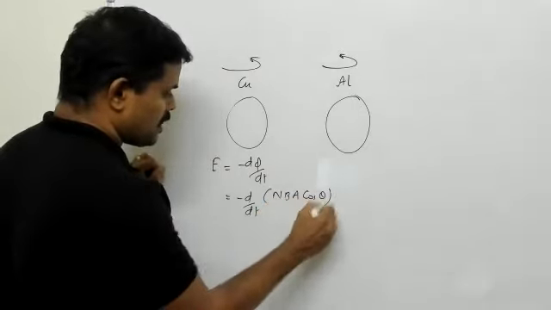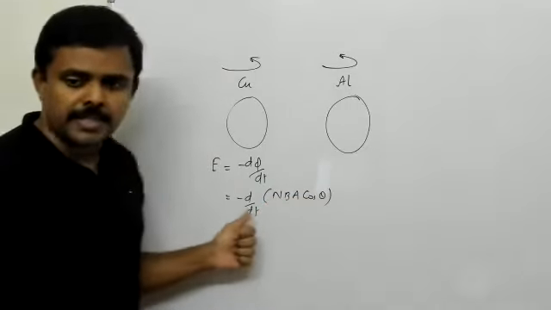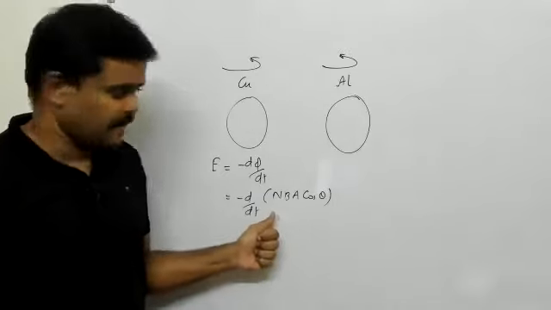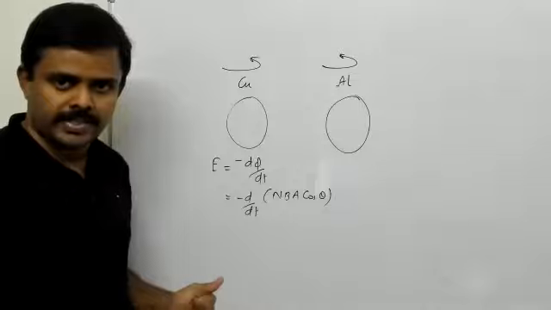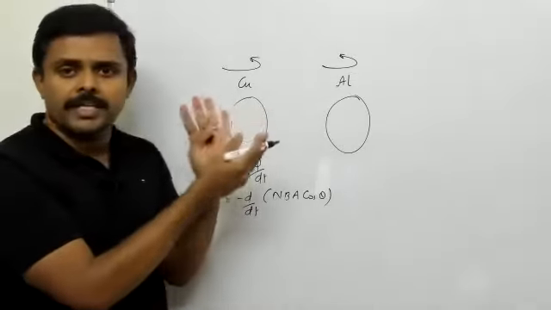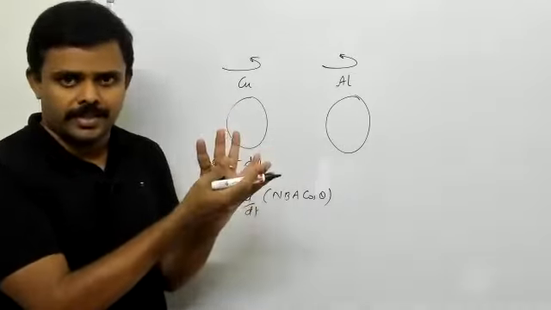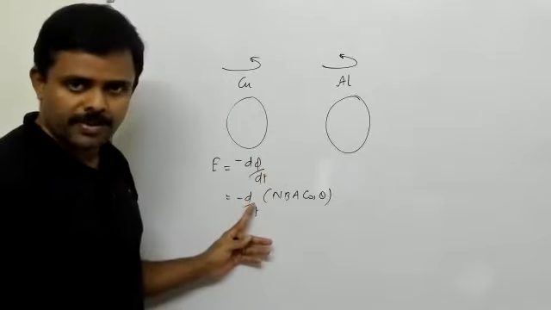NBA cos theta. Right? Because phi is equal to B dot A. I'm repeating one more time. You've been asked to compare the EMFs first. The coil is rotated here, not moved, it is rotated. So E is equal to minus d phi by dt.